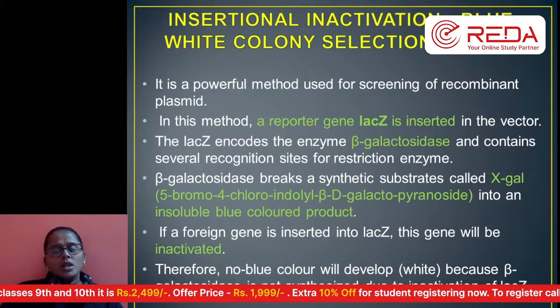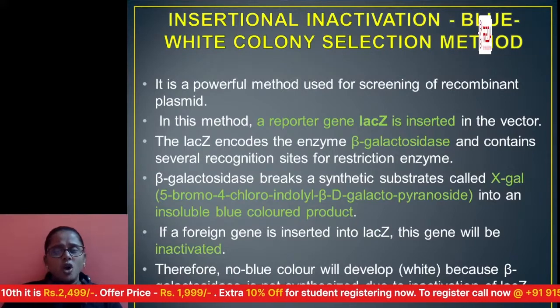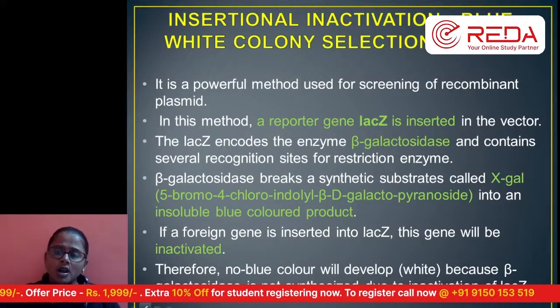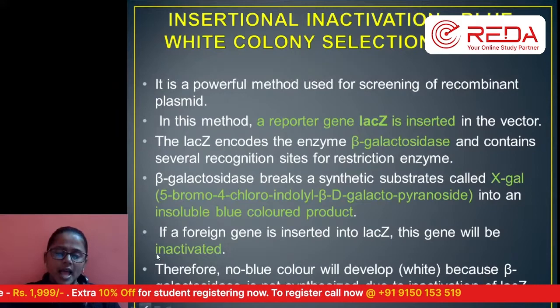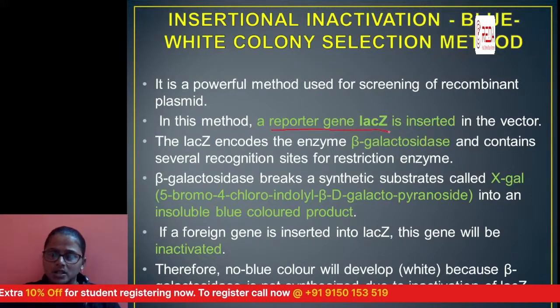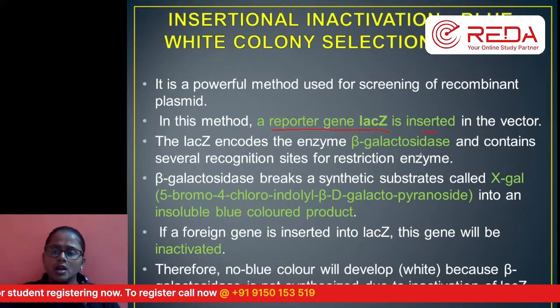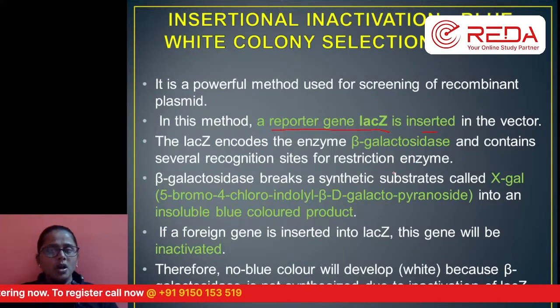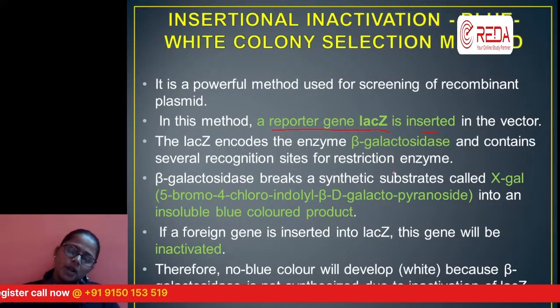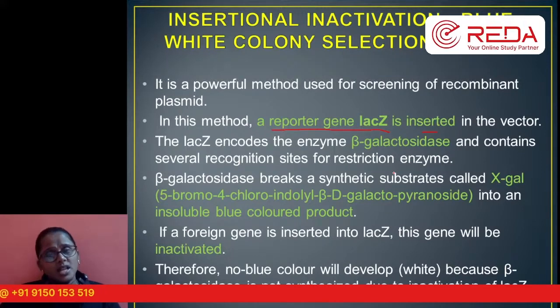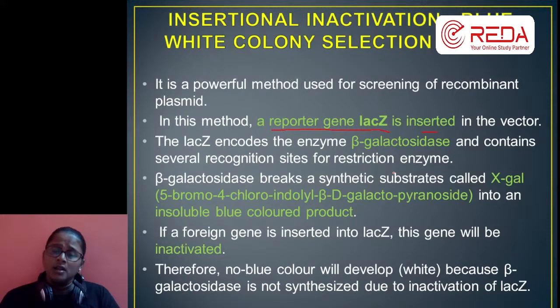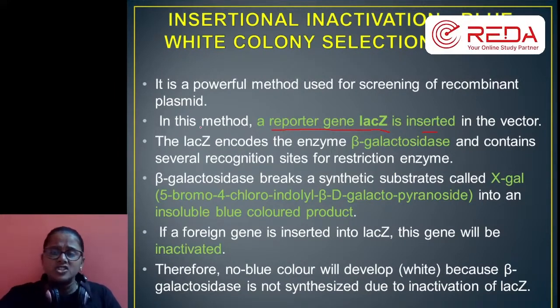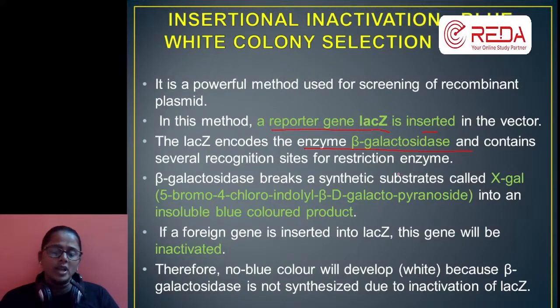So in this method we are having a gene called a reporter gene or lacZ gene. The lacZ gene or reporter gene is inserted into the vector. By inserting the gene, what can we do with this blue and white selection method? We can say whether the rDNA has reached or not. So the property of the lacZ gene, this lacZ gene is encoding an enzyme called beta galactosidase. This enzyme is what they code.